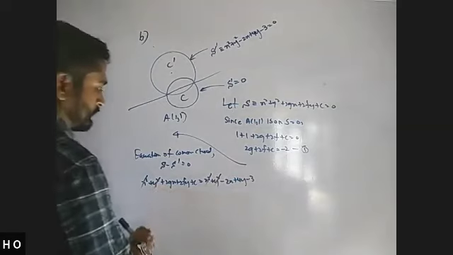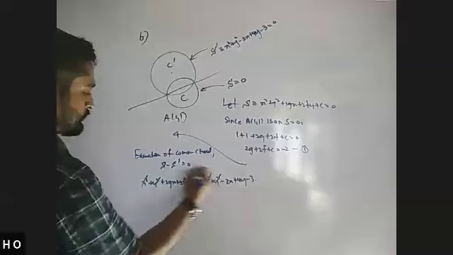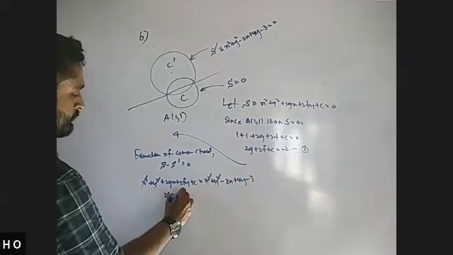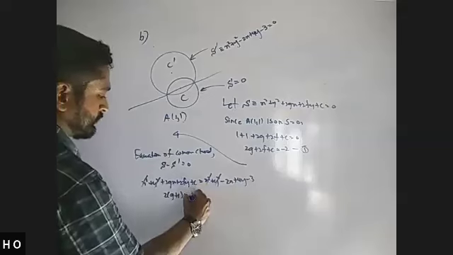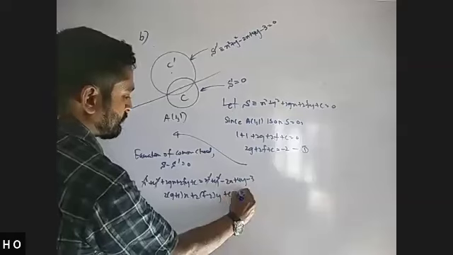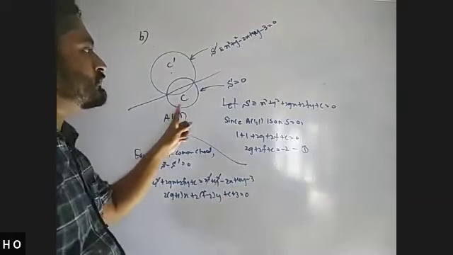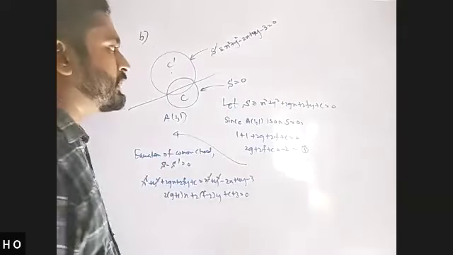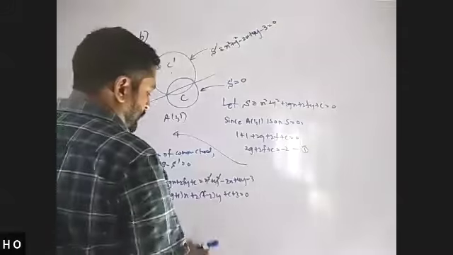Then further, 2x to this side, 2 into g plus a, g plus 1 a. 4 to this side, plus 2 into f minus 2y plus c plus 3 equals 0. We should satisfy the center of S equals 0. We already have taken the center as minus g, minus f.